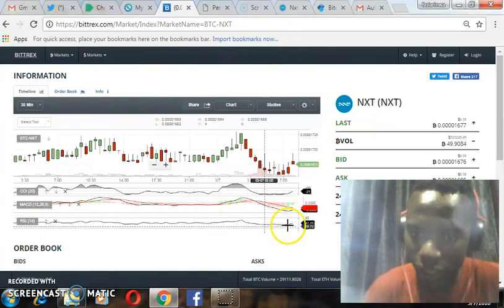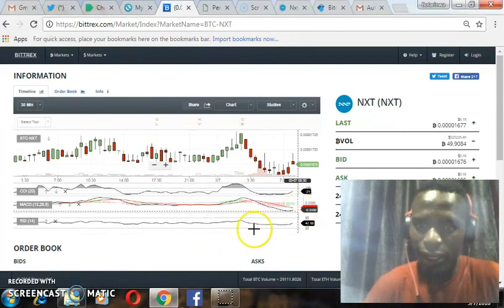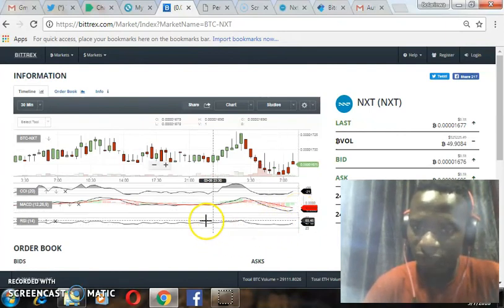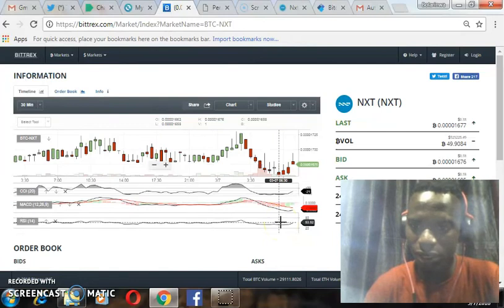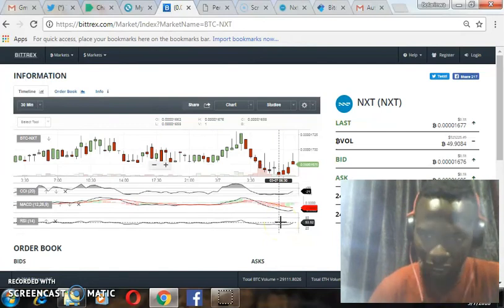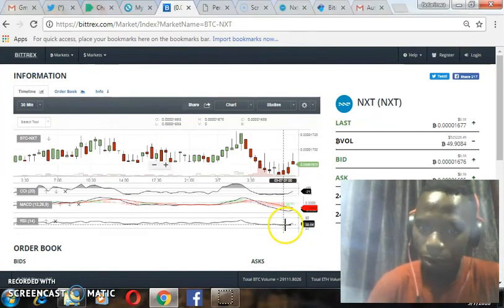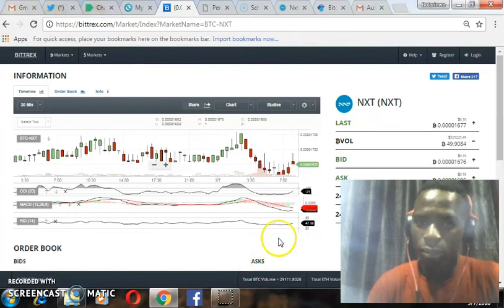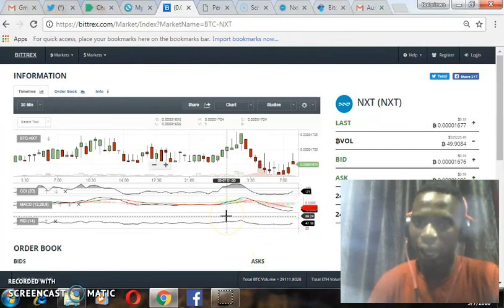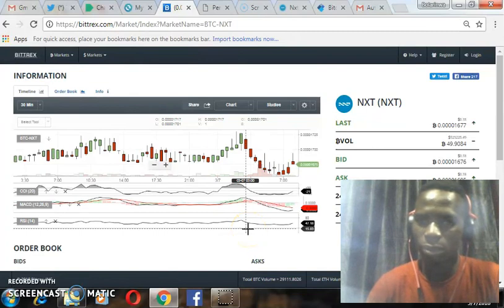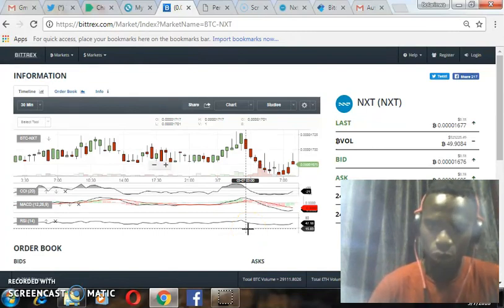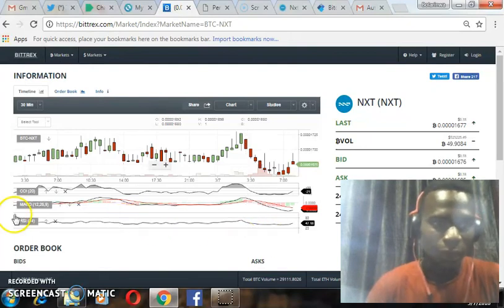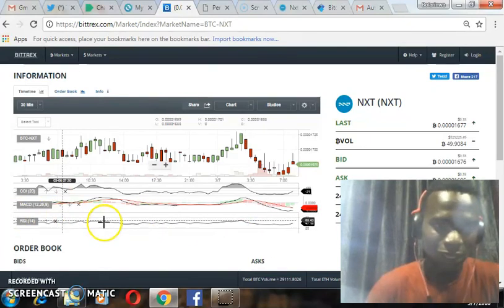RSI is facing up. Whenever RSI is facing down, that means the price is probably going to go down further. Whenever it's facing up, that means the price is going up. And whenever it's at a parallel level, that means there's no interpretation. It's at maybe a status quo, so to say. So I think that's that about that.